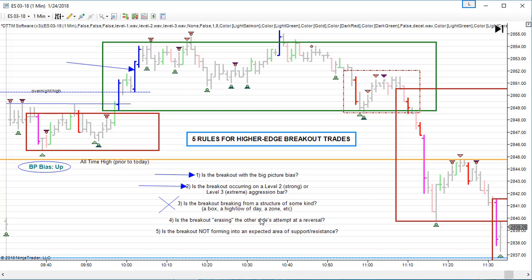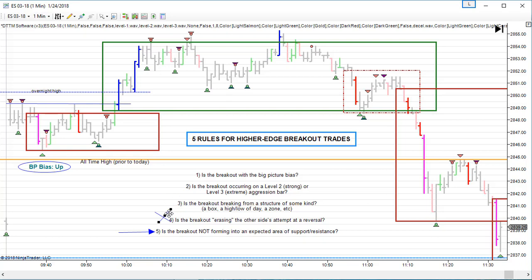Is the breakout erasing the other side's attempt at a reversal? No, there's no selling or anything that we're taking out. So we don't have this one. Okay, now is the breakout into an area of resistance in this case? No, it's not. So that's looking pretty good. Doesn't mean you couldn't take this trade. It's just not as good as this one. And this one ran 3 or 4 points, which I know is not the greatest move in the world, whereas this one really only ran about a point and a half before it backed off. So that's something to be aware of.